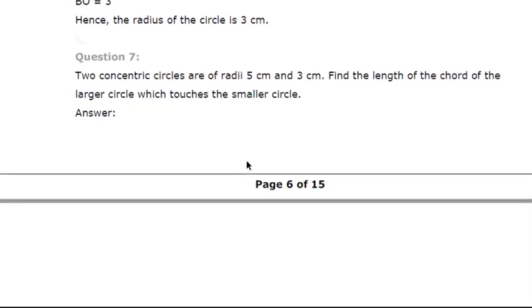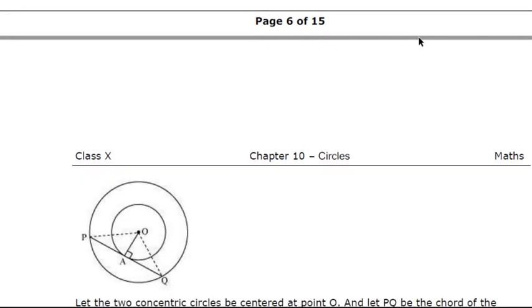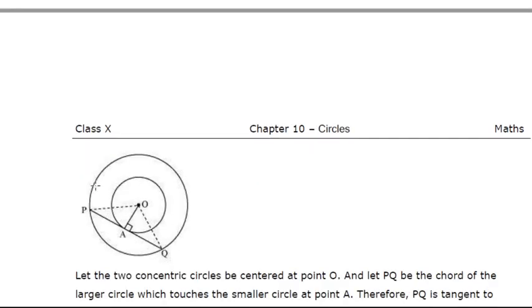Okay. Now question number 7. Two concentric circles have the radii given. Find the length of the chord of the larger circle which touches the smaller circle. This is your smaller circle. This is your larger circle. You find this chord length.